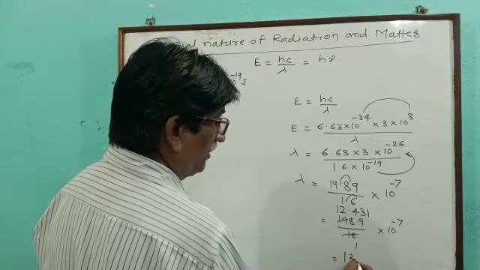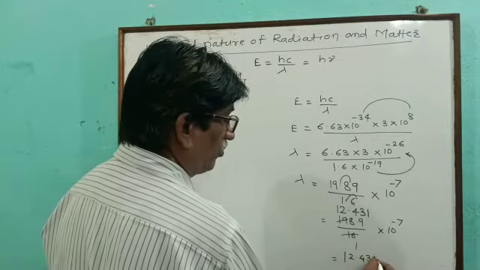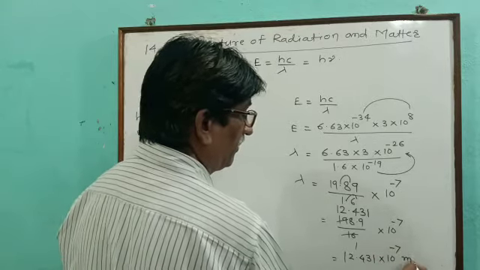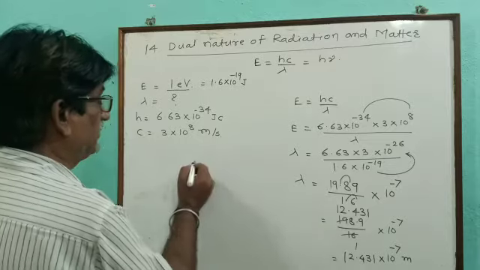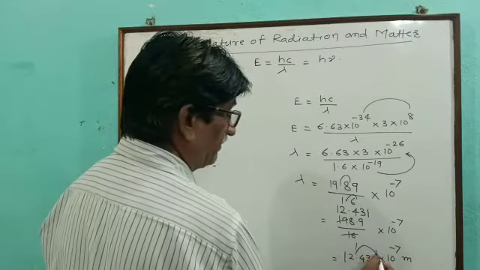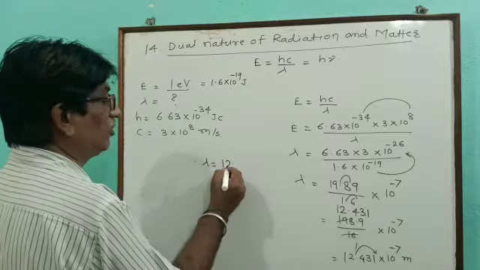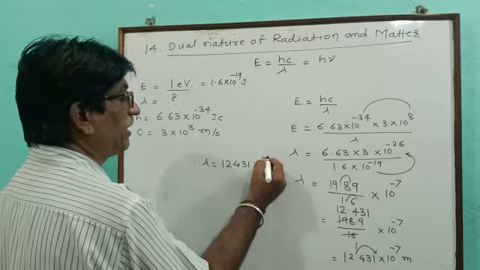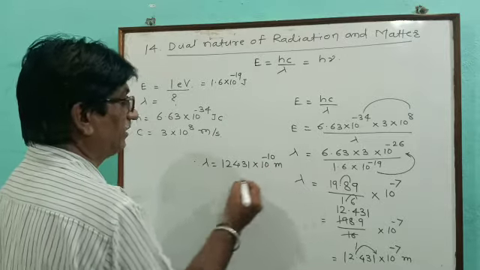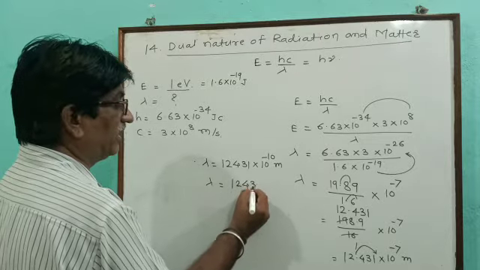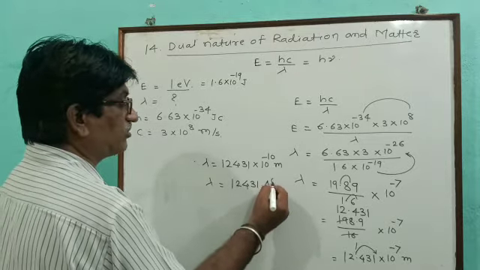So wavelength will be 12.431 × 10^-7 meter. Means when the point is shifted by 3, so here 12.431 × 10^-10 meter, means the wavelength will be 12,431 angstrom unit.